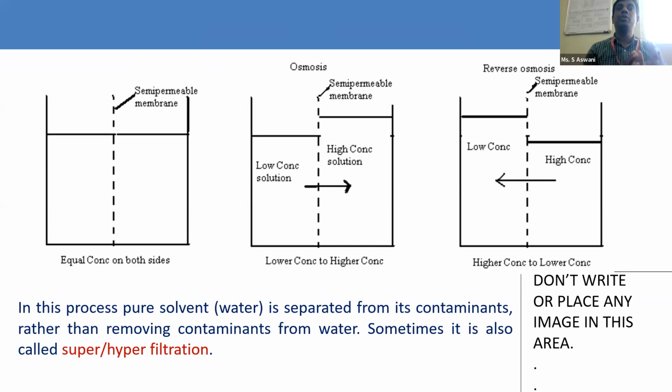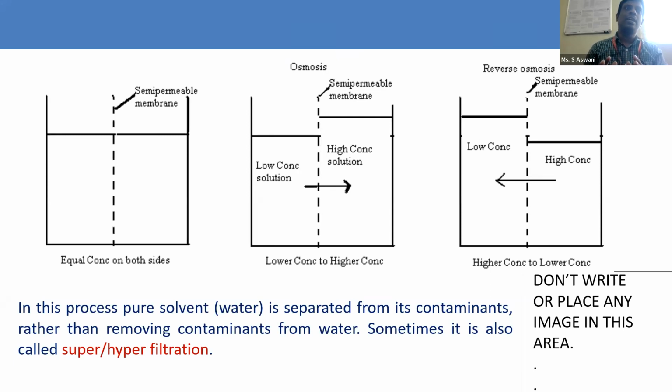Osmosis and diffusion are different. Diffusion means the ions migrate, move from lower concentration to higher concentration without any permeable or semi-permeable membrane. Diffusion occurs in gases only? No, diffusion occurs not only in gases, ions also diffuse.